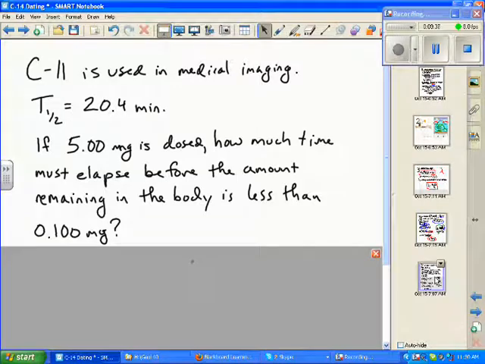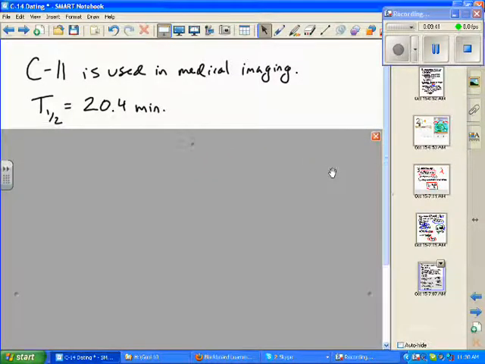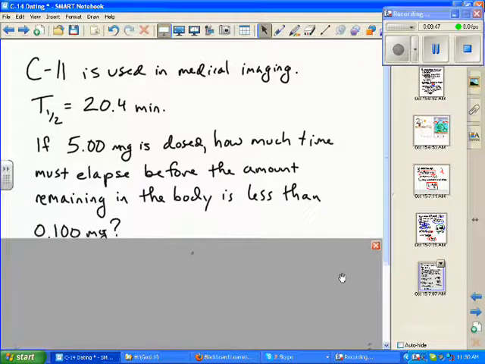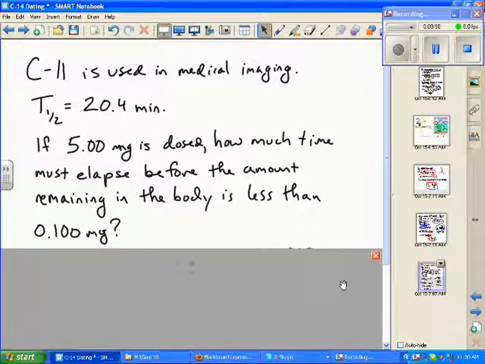Here is an example from medical imaging. Carbon-11 is sometimes used in medical imaging. You can see it's got a very short half-life, 20.4 minutes. And let's say we dose a patient with about 5 milligrams of carbon-11. How much time would it take before the amount remaining in the body is less than 0.1 milligrams? Let's assume that's some safe level.